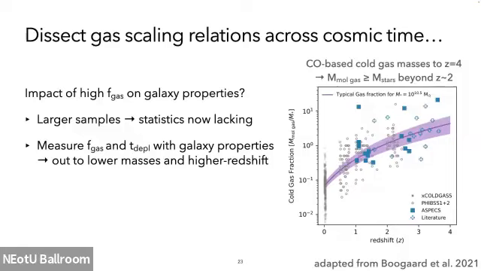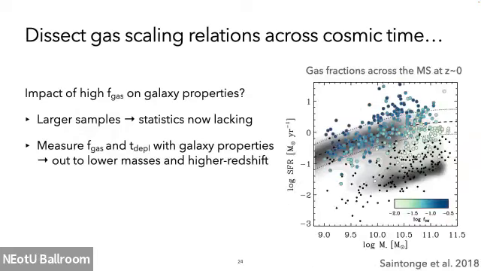So this is work from the xCOLD GASS survey at redshift 0, where they've measured CO 1 to 0 molecular gas masses for a very large number of galaxies all across this stellar mass, star formation rate plane. And you can see how the gas fractions actually change in galaxies with higher and lower star formation rates. But doing this at redshift 2 is currently very difficult. And the ngVLA will actually allow us to do this and see whether the picture we have at redshift 0 actually matches the picture that we have at redshift 2.